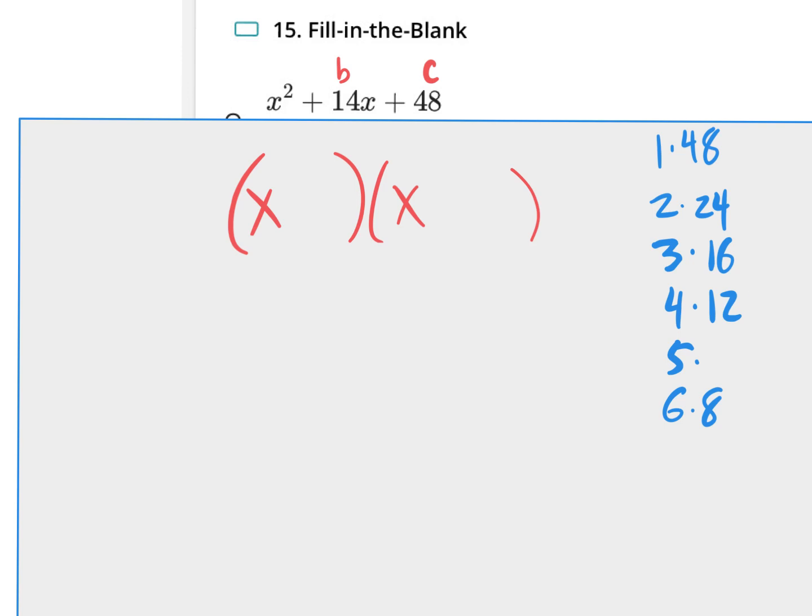But anyways, which of these pair of numbers combines together to give us a middle value 14? I could clearly see that 4 plus 12 is 14. There is no need to change any signs. That is a positive 4 and a positive 12. And we are done.